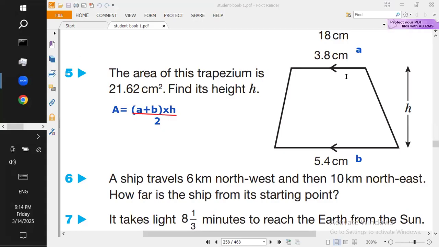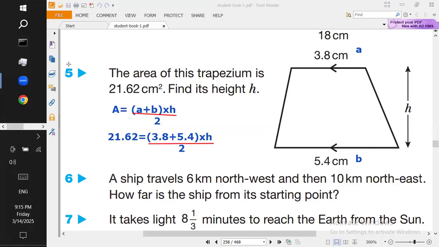Now, let's substitute the numbers into the area of the trapezium. The area is 21.62 equals (a plus b). Inside the bracket, a is 3.8. As we said, we have to first make sure that they have the same units, and then we can work. So 3.8 plus 5.4, close brackets, and then it's multiplied by the height, which is h that we don't know, and then divided by 2, like this. Let's put a line of division.